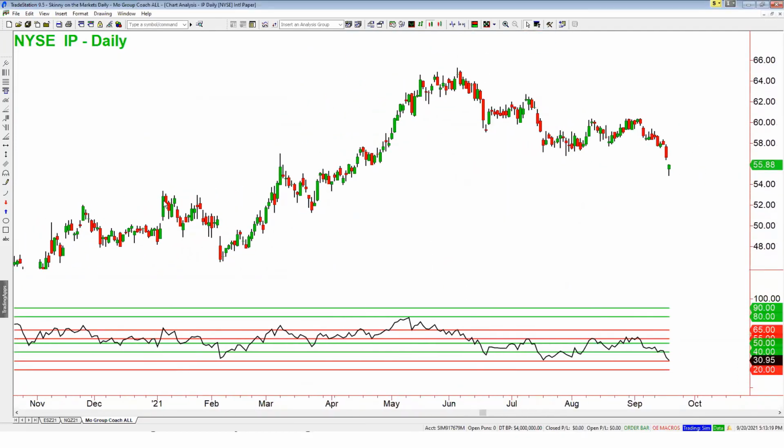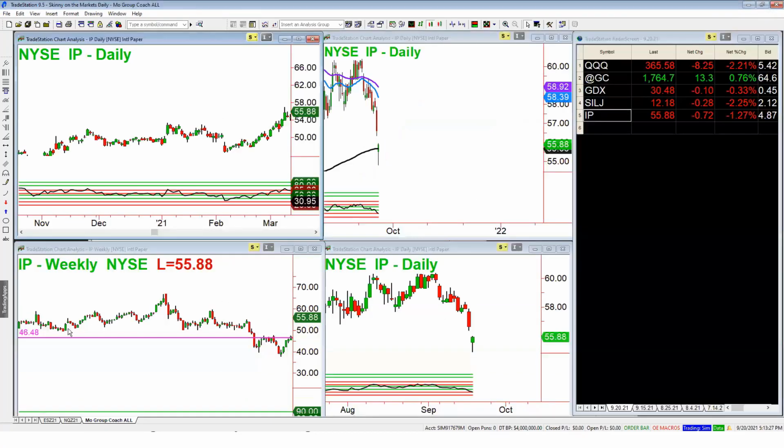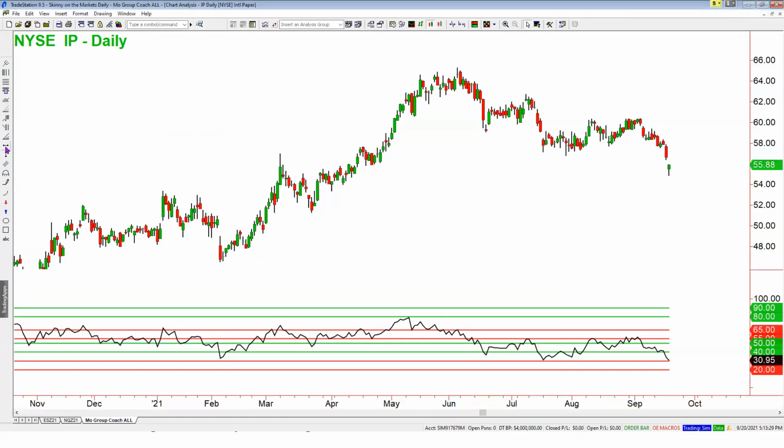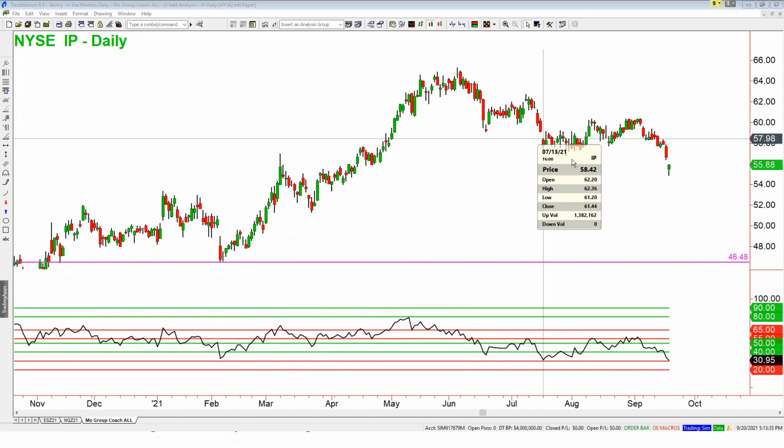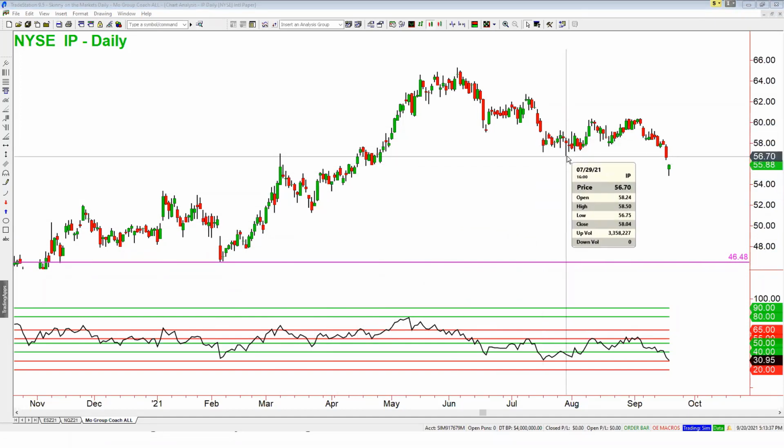Okay, 60 seconds on daily chart. This was that most important level on the weekly chart, 46.48. Now, it's kind of far away from price. So what is close by that's more important? Well, we just broke below this July 29th low.